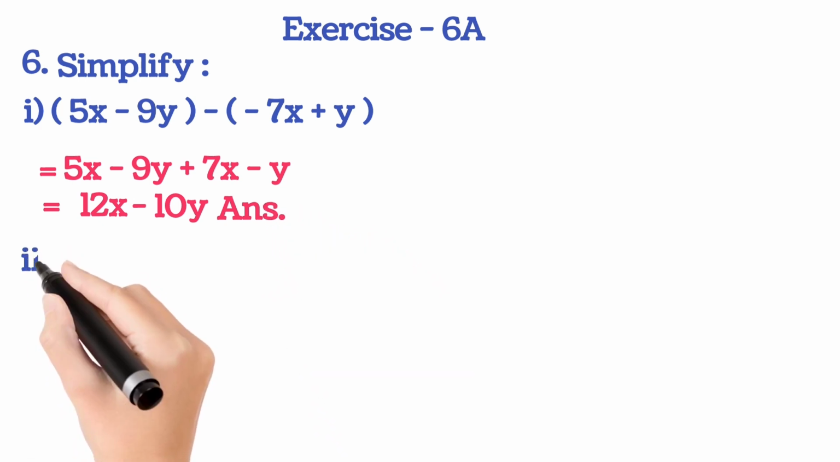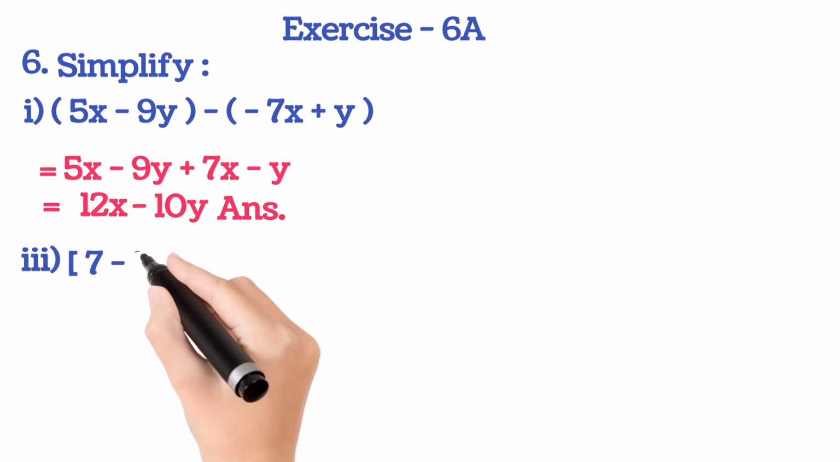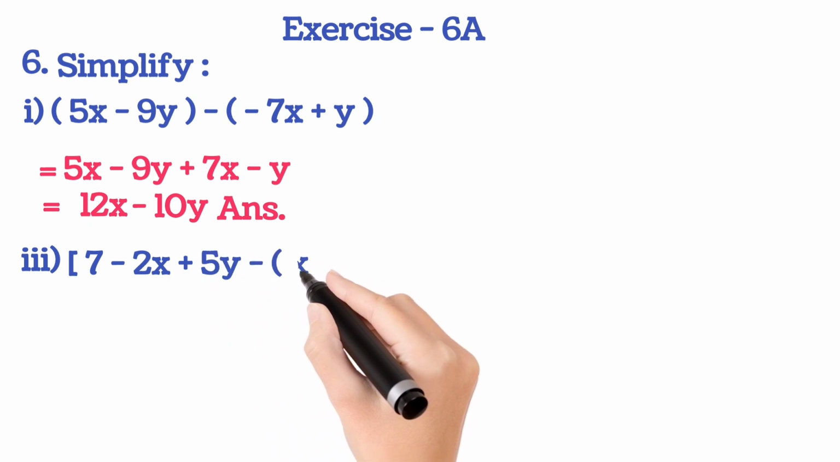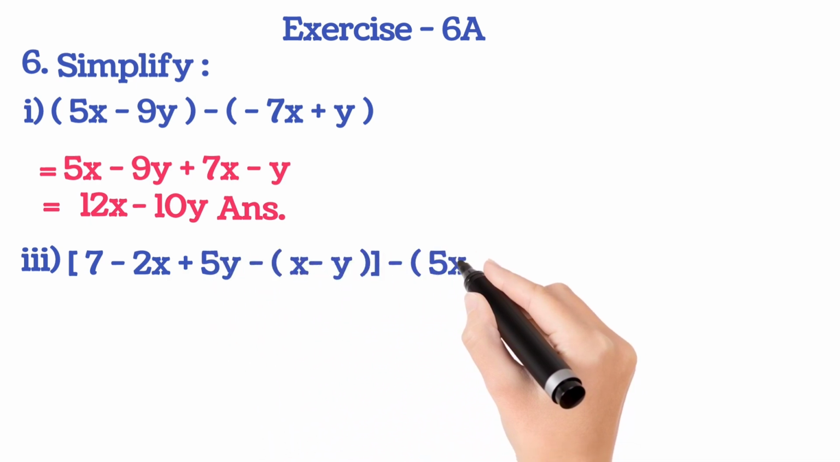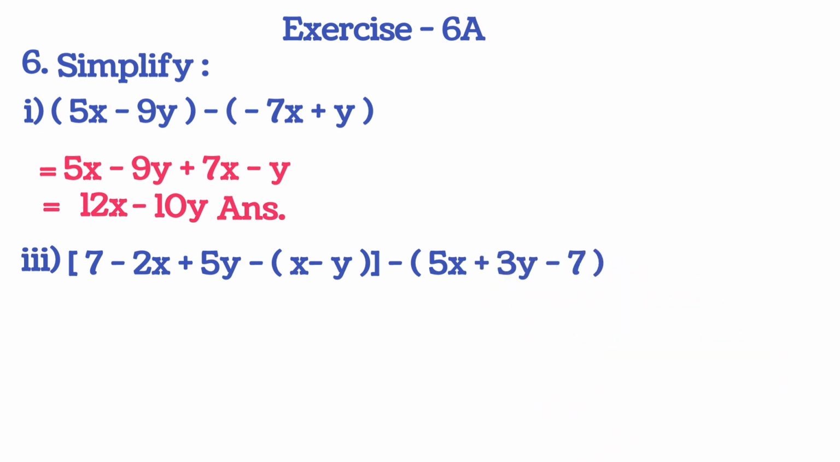Now go for the next sum, that is sum number 3. Third bracket start 7 minus 2x plus 5y minus first bracket start x minus y first bracket close, third bracket close, minus first bracket start 5x plus 3y minus 7 first bracket close.